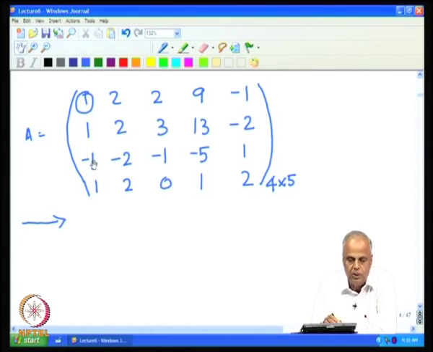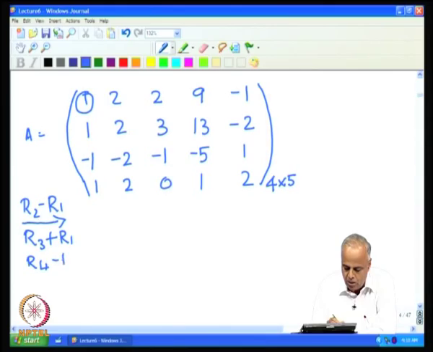Similarly, to knock off this minus 1 in the third row, we have to add the first row, so that 1 added to minus 1 will give me a 0 here. Analogously, to eliminate this one, we have to subtract the first row from the fourth row to get a 0 here. So, the operations that we are looking for are R2 minus R1, R3 plus R1, R4 minus R1.